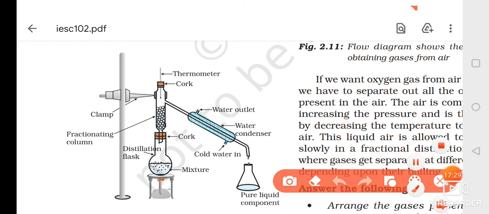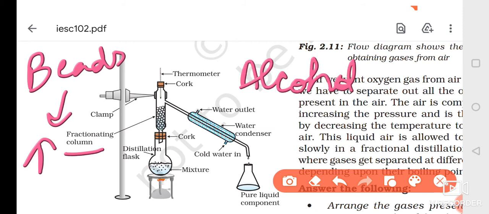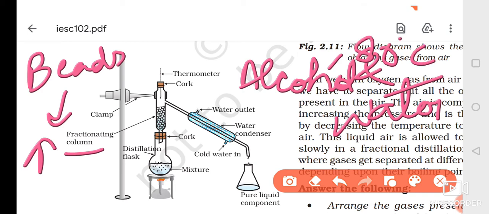Now what is the difference between distillation and fractional distillation? In fractional distillation, we have a separate column called the fractionating column. This fractionating column has small beads, and what do these beads do? These beads increase the surface area for condensation. Here I have a mixture of alcohol and water. The boiling point of alcohol is 80 degrees Celsius and the boiling point of water is 100 degrees Celsius. I have to separate this mixture.